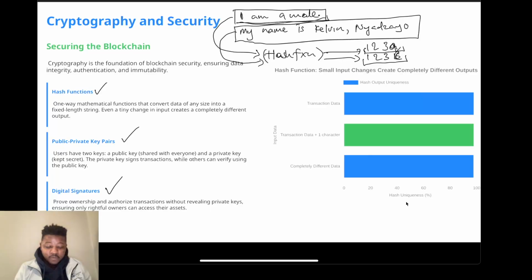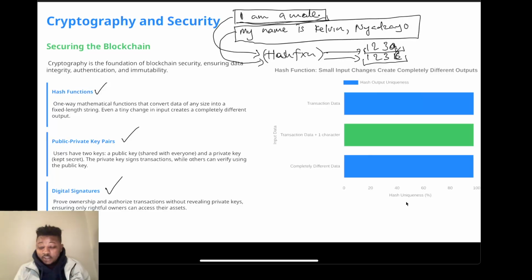Then we have public and private keys, right? Users have two keys: the public key, the one that is shared by everyone, and the private key, which is kept secret. The private key is what signs transactions, while others verify using the public key.